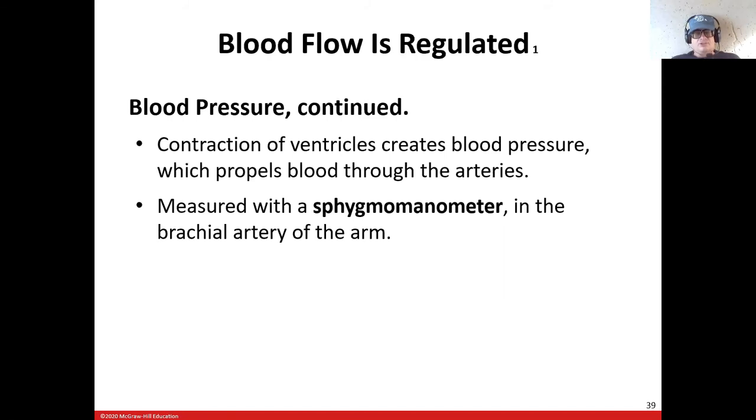We measure blood pressure with a blood pressure cuff, but of course, this is an anatomy type class, so you have to learn the fancy name. The real name of a blood pressure cuff is a sphygmomanometer. Sphygmomanometer. All right. And you're measuring that at the brachial artery of the arm. Remember, this arm, this is the brachial region.